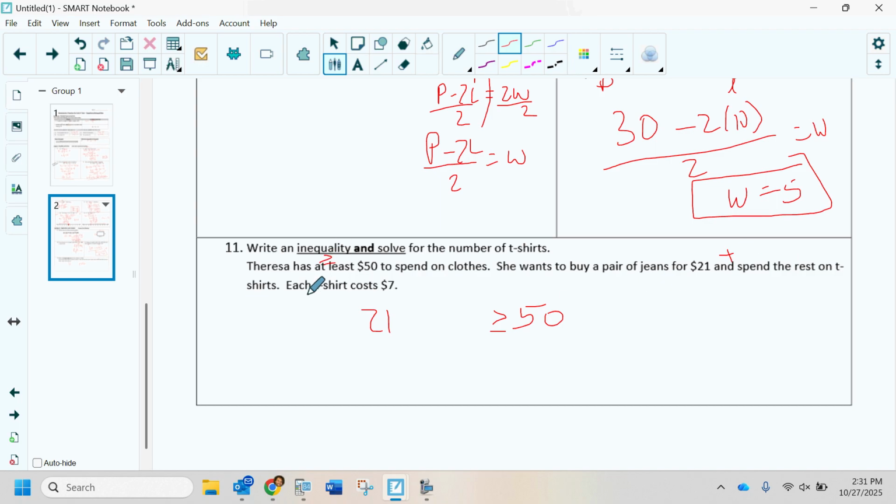And spend the rest on t-shirts. Each t-shirt, that means multiply, costs $7. I'll find the number of t-shirts, that's going to be our x variable. So we have 21, and then each t-shirt costs 7, and x is going to be our number of t-shirts. So we're going to solve this just like we would solve any other problem. We're going to move the number to the other side.